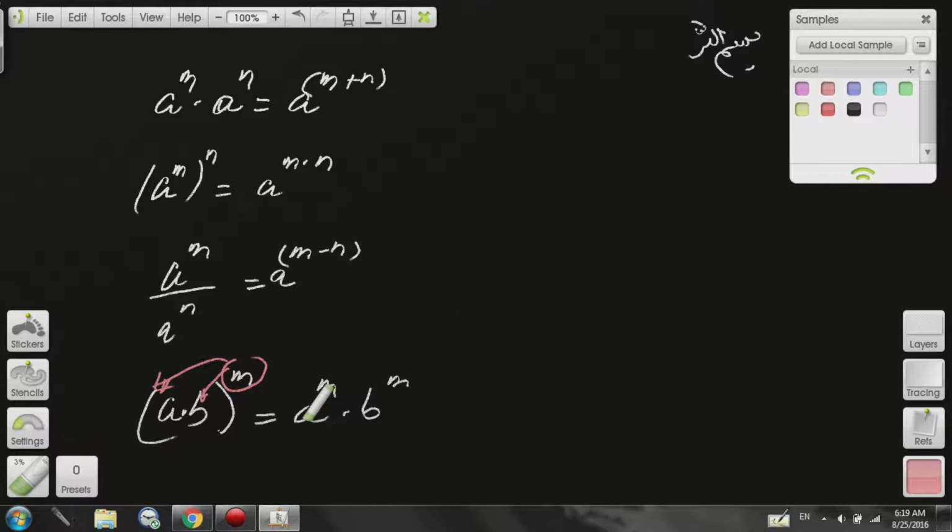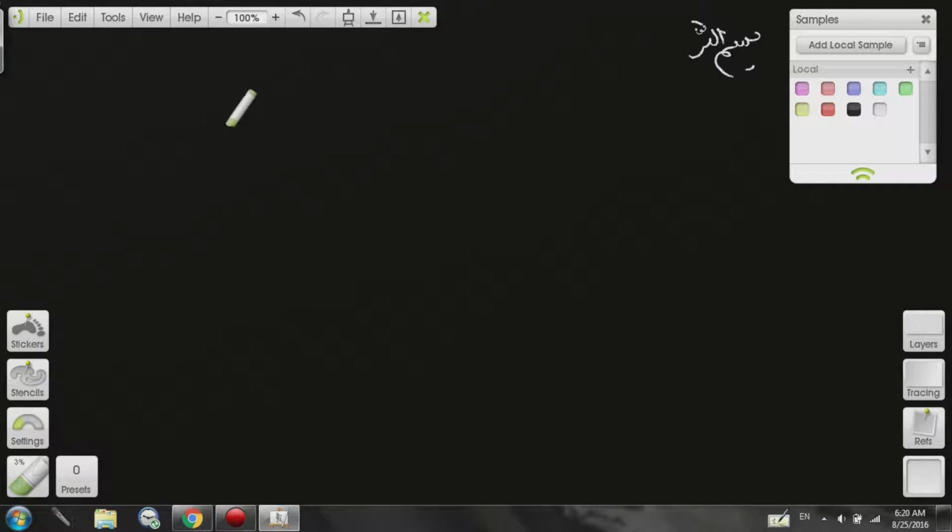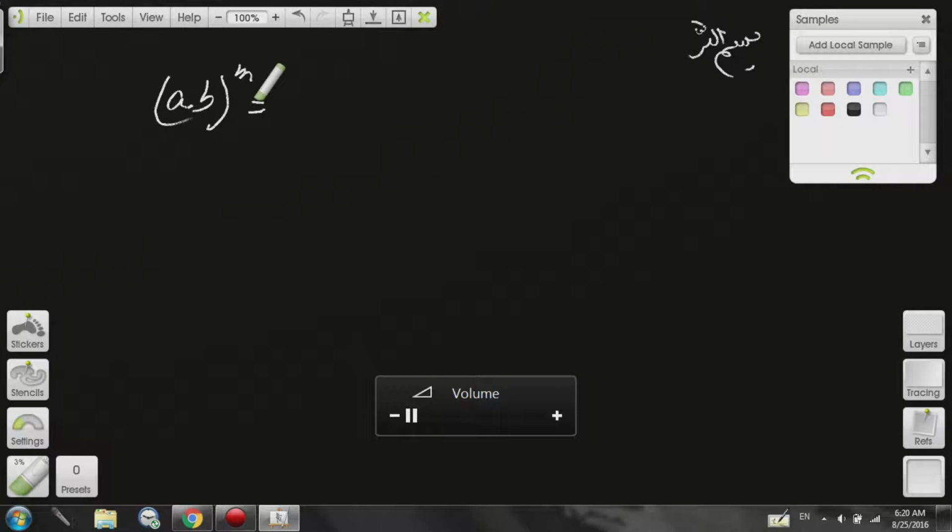And you can also do this if the exponent is a fraction. Same thing: a over b to the m, you can distribute the m to the numerator and the denominator. A to the 0 is 1. Now, an extrapolation of this: a to the n times b to the m, right?